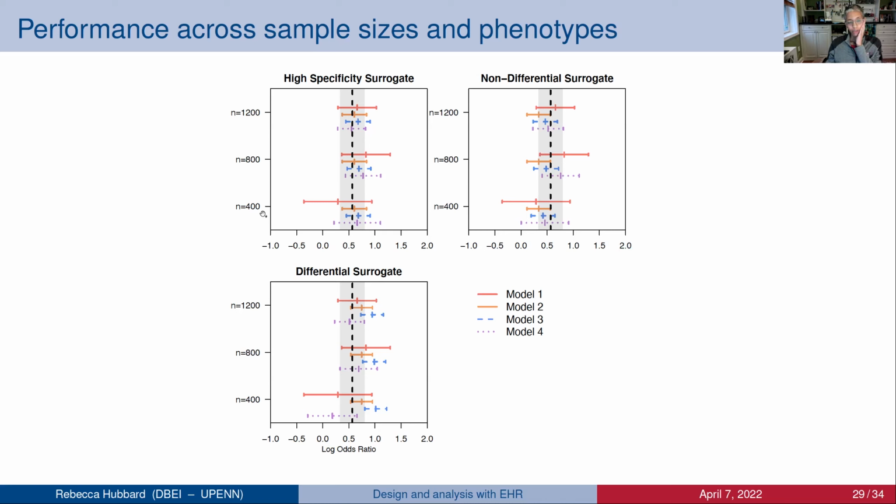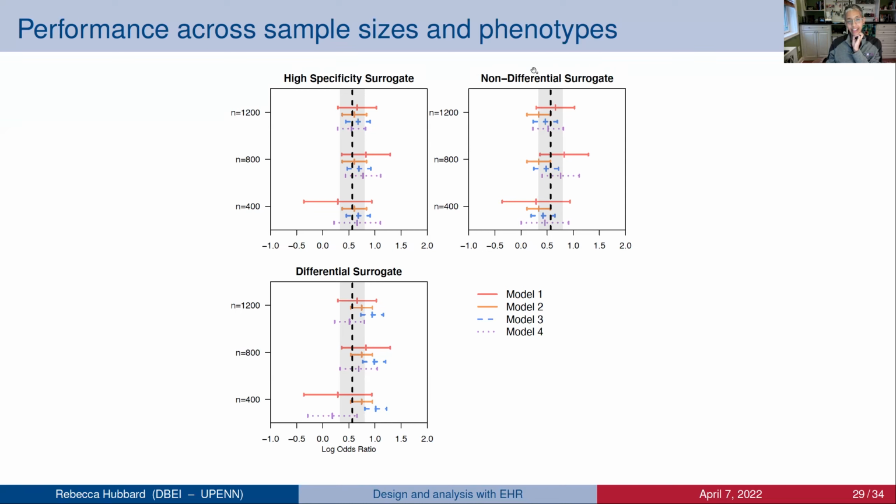We then took a look at the performance of the 4 approaches that I described as we varied the size of the validation sample. So the Ns here are the size of our validation subset. And as we varied the quality of our EHR-based surrogate. So the upper left, which is called the high specificity surrogate, is a really accurate surrogate.